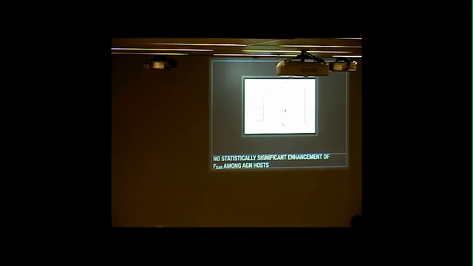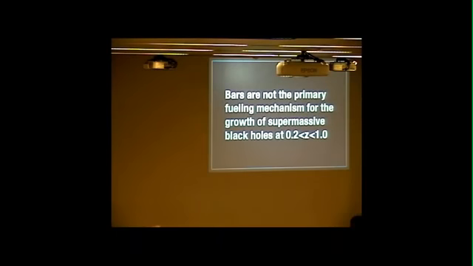And this result is found for all 3 surveys we considered. The AEGIS survey, which was what we just looked at, COSMOS in the center, and then GOODS-South on the right. There is no statistically significant enhancement of the bar fraction among AGN hosts across all 3 surveys, indicating that bars are not the primary fueling mechanism for the growth of supermassive black holes in this redshift range of 0.2 to 1.0. Combining our result with those in the local universe indicates that we can stretch this down even further. Bars are not the primary fueling mechanism for the growth of supermassive black holes since z of 1.